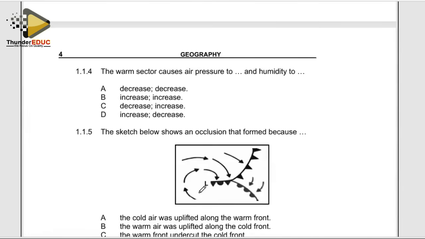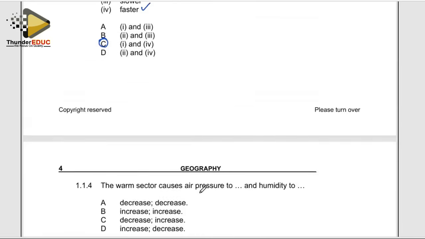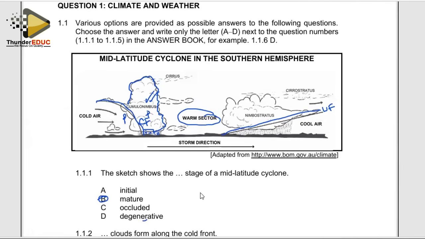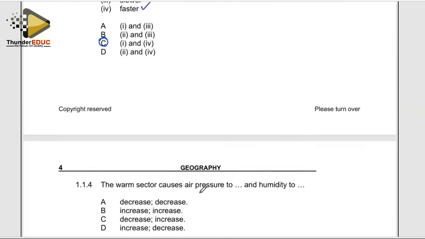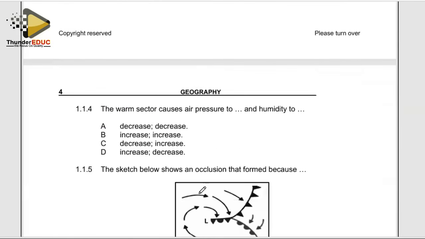Right. Then number 4 is saying the warm sector causes air pressure 2 and humidity 2. Right. The warm sector, how does it affect air pressure? In the warm sector, we are saying the air pressure is decreasing. There is low pressure here. The pressure is low. So we are saying the pressure decreases in the warm sector and the humidity also decreases.